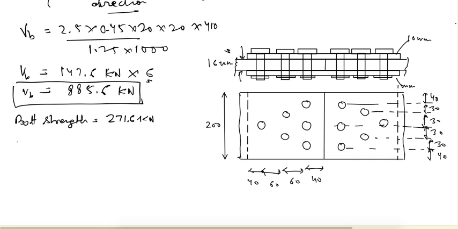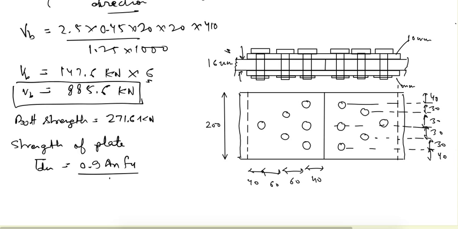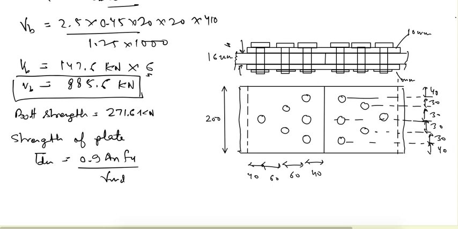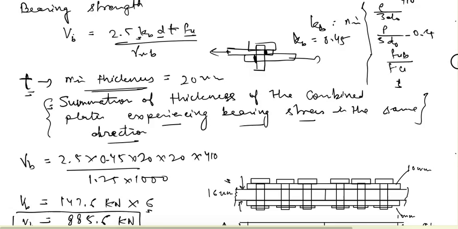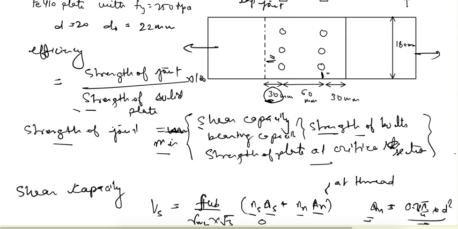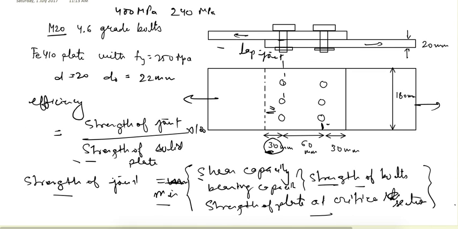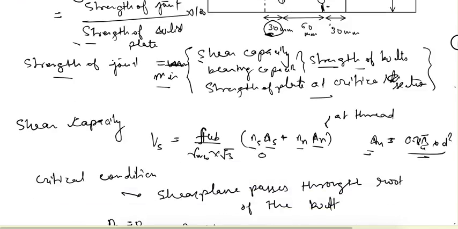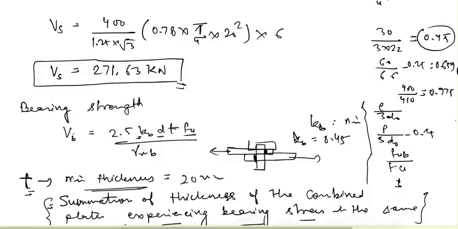Now let's see the strength of plate first. So strength of plate in rupture is given as 0.9 An fu by gamma m1. So what are all these terms here? fu is 410, that is given in the question, and An is the net area at the critical section. So what would be the critical section in this case? Either it can fail from here or it can fail from here. Both have the same critical section, that is 3 bolt holes are there.